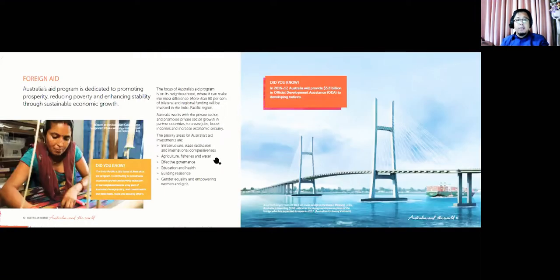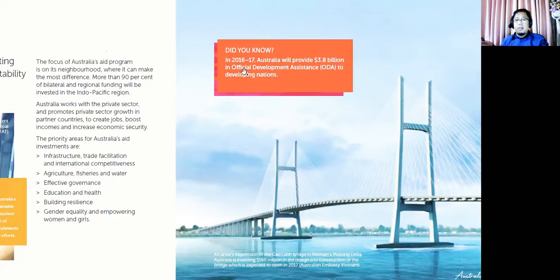from this about foreign aid. Australia has helped Indonesia for some aspect. Australia juga telah menyediakan $3.8 billion in official development assistance to developing nations, termasuk Indonesia.